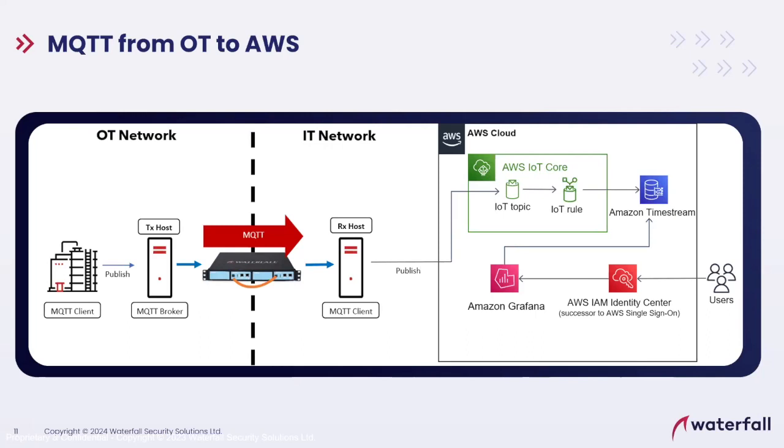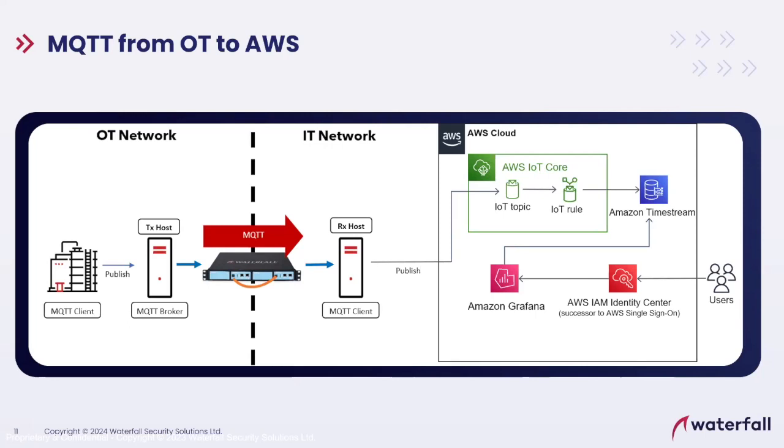Okay, I'll just briefly go over the diagram and talk about the different components and what exactly is happening, and then we'll jump into the actual demo. So we have on the OT side an MQTT client that publishes the messages, and those messages are sent to the Waterfall transmitter that resides on the OT network.